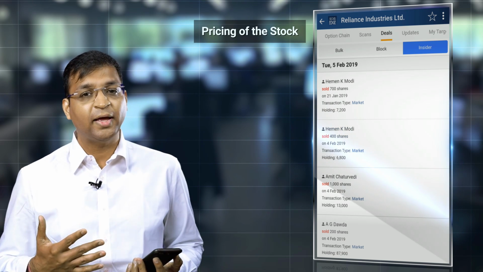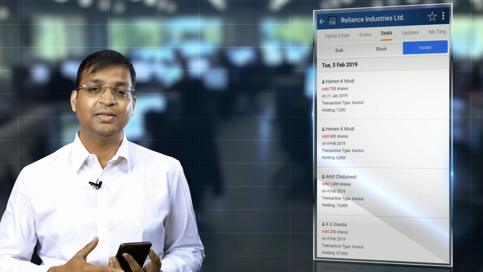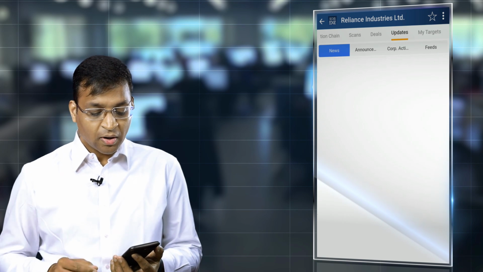If there is more insider buying happening, there is a high chance that the stock price will outperform. If there is more insider selling happening, there is a high chance that possibly the stock will stop performing now.